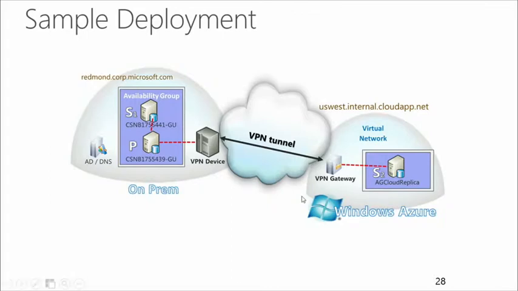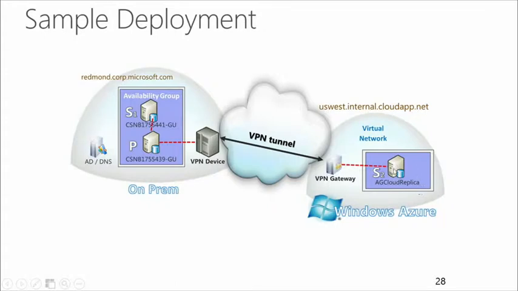On the on-premise environment, for example, I can have my SQL servers running. So I have here, for example, my primary, right? I have my secondary. They're part of the same availability group, and that's how I achieve high availability, right? And then on-premise, I have my Active Directory domain controller. There is a VPN device, right? And that VPN device establishes the tunnel to the Windows Azure gateway.